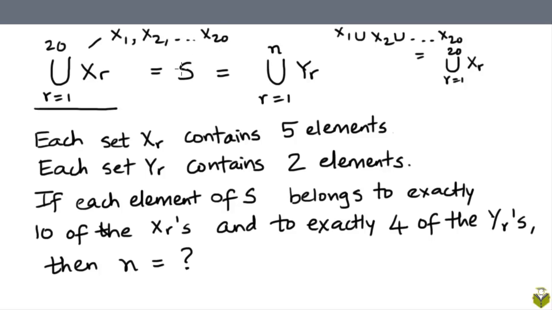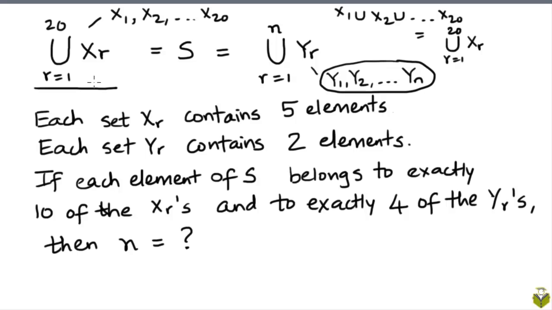This union is mentioned to be equal to the set S, which in turn is equal to the union of n sets of the form y1, y2 and so on till yn. So we are taking the union of all of these n sets and expressing it in a shorthand notation over here. Here we are taking the union of 20 sets and expressing it in the shorthand notation here. Now each of these 20 sets contains 5 elements, and each of these n sets contains 2 elements. If each element of S belongs to exactly 10 of the xr's and to exactly 4 of the yr's, then what's the value of n?